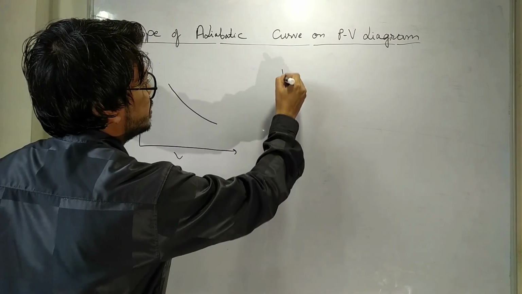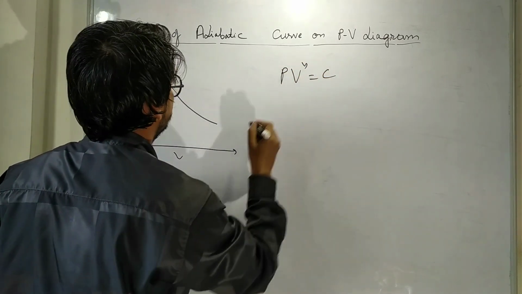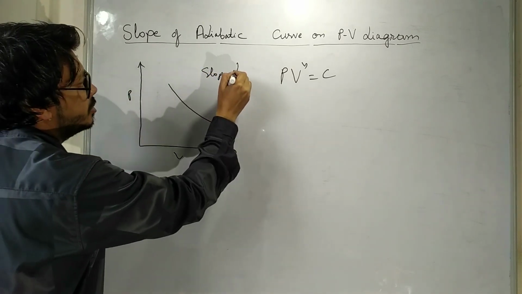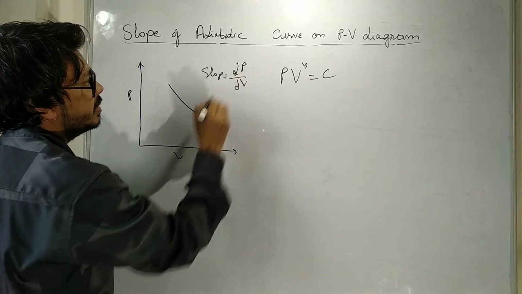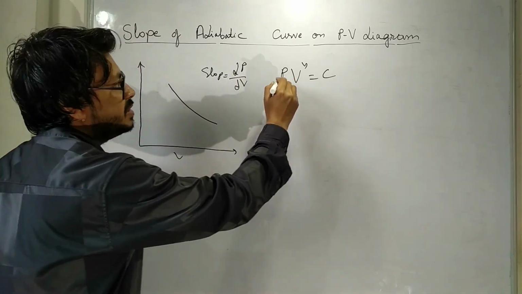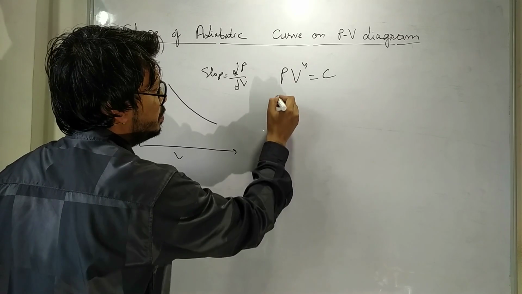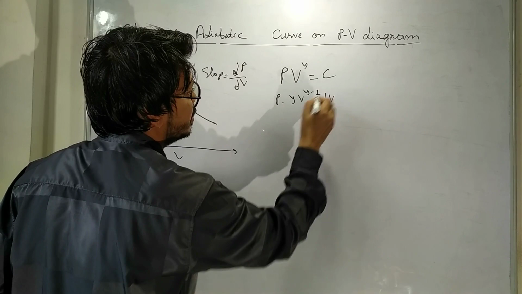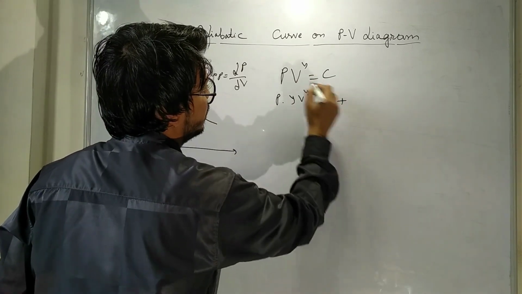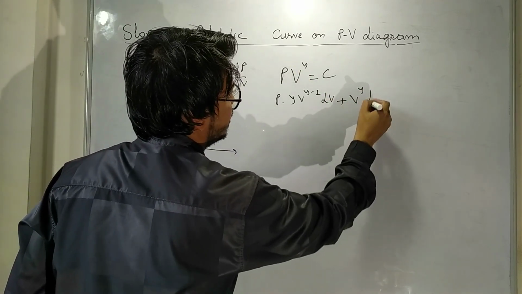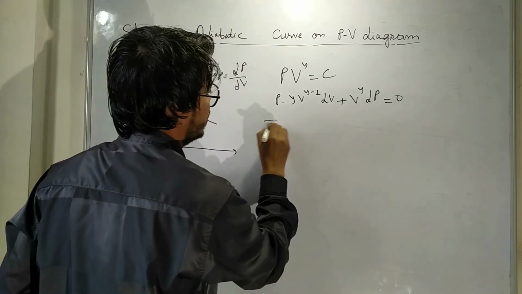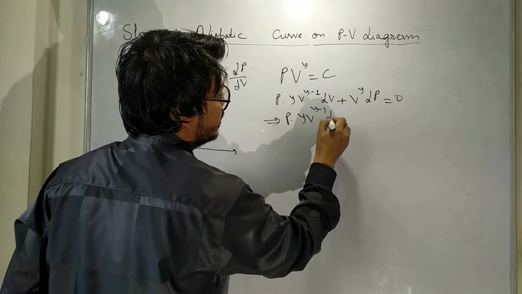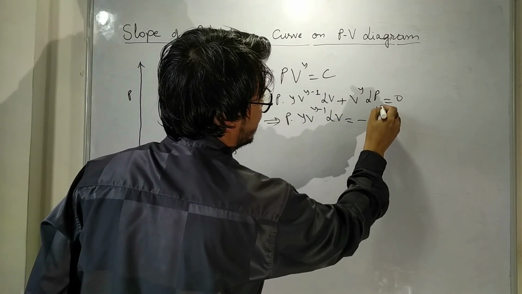For an isentropic process, PV to the power gamma equals constant. Slope equals dP by dV. Now, differentiating both sides, we get P into the differential of V^gamma, gamma times V to the power gamma minus 1 into dV, plus V to the power gamma into the differential of P. This is equal to 0. Now, P into gamma V to the power gamma minus 1 dV is equal to minus V to the power gamma dP.